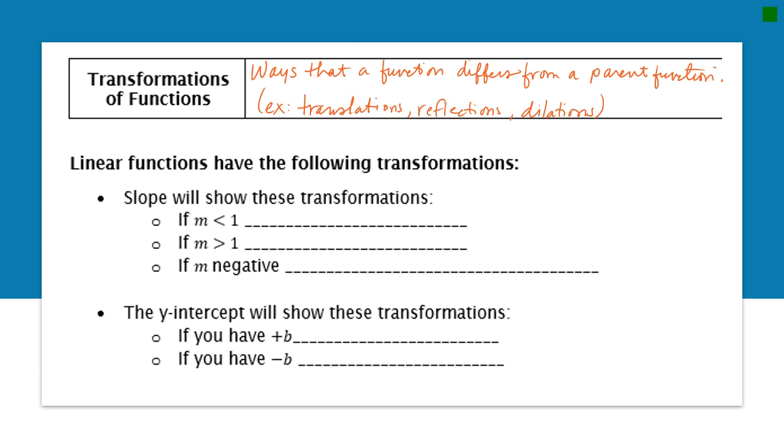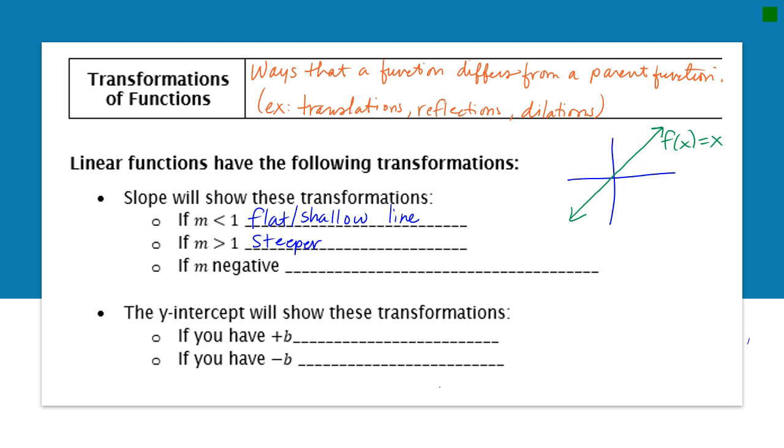If that happens, your line is going to be flat, or sometimes we use the word shallow. If your slope is greater than 1, it's going to make the line steeper. And when I'm talking about flatter and steeper, I'm always comparing to the parent function. And the parent function looks like this, where it's just a line that goes straight through the middle of the first and third quadrants. So this is the parent function, f of x equals x.